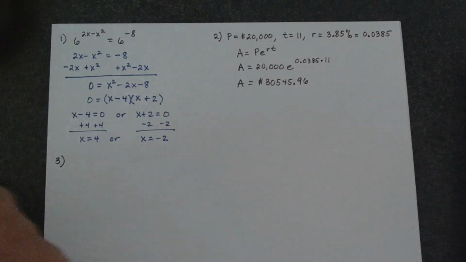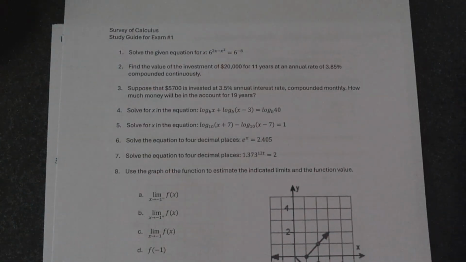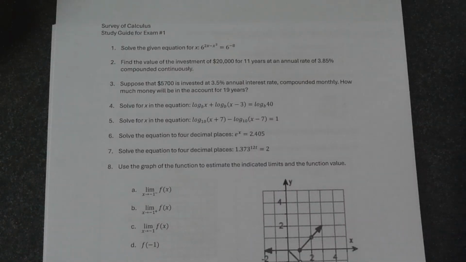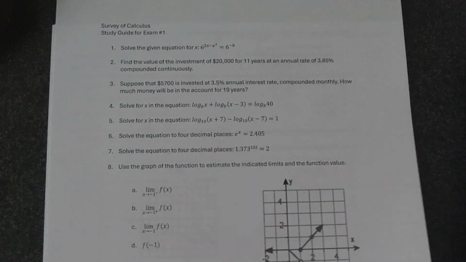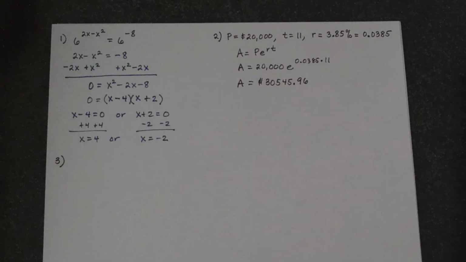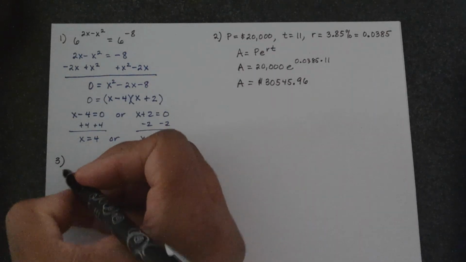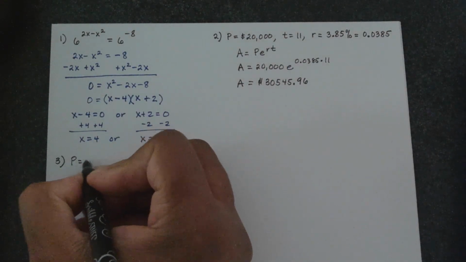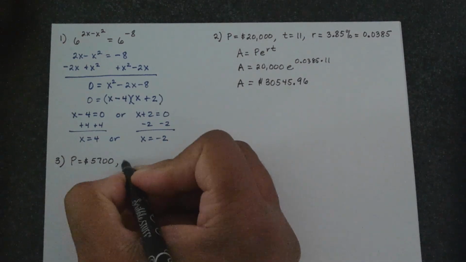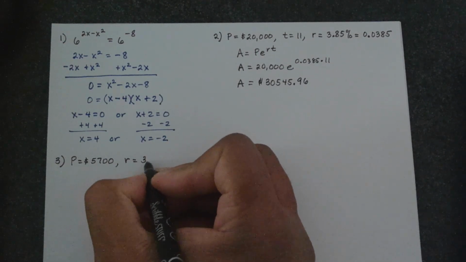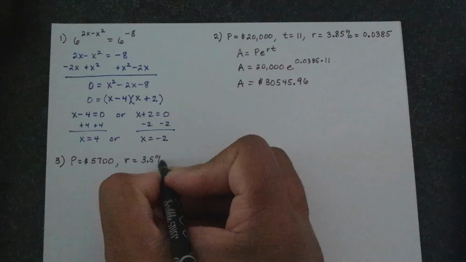Now number 3. Suppose that $5,700 is invested at 3.5% annual interest rate and is compounded monthly. How much money will be in the account for 19 years? Okay, so our principal is $5,700. Interest rate is 3.5%.